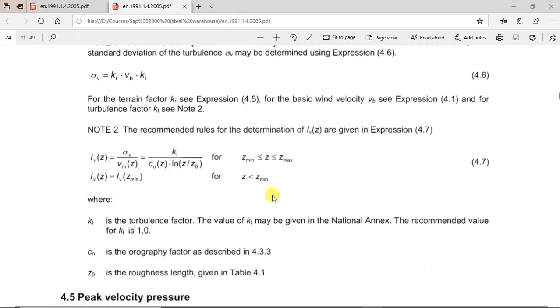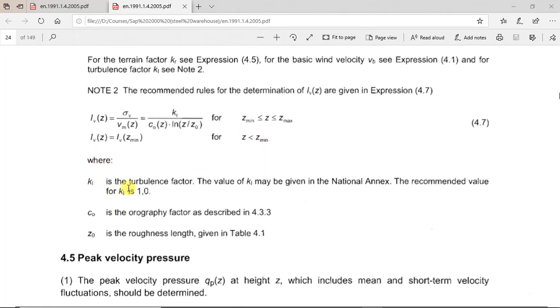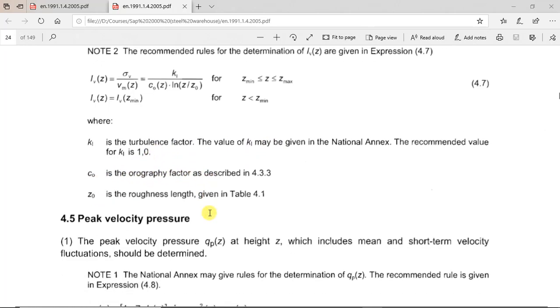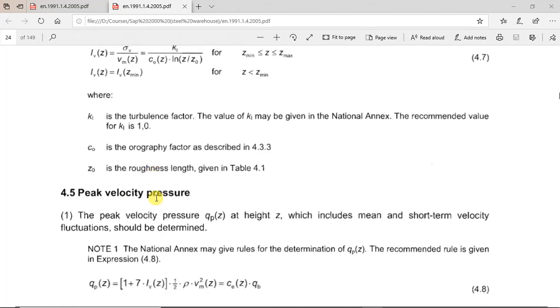Where k is a turbulence factor, the value of k may be given in the national annex. The recommended value for k is 1. c0 is the orography factor as described in 4.3.3, and z0 is the roughness length given in table 4.1.